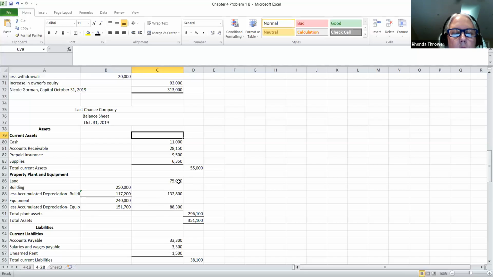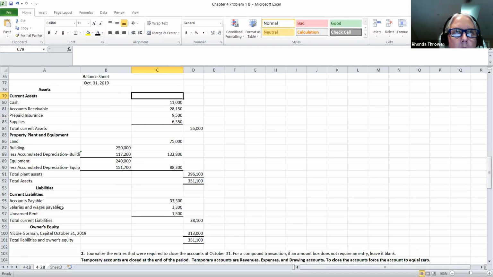You're going to combine your land, your book value of your building, and your book value of your equipment. All of these go together to get your total plant assets. Once you have your total plant assets, add your current assets to that, and that will give you the total assets. Your liabilities on the balance sheet for a classified type of balance sheet are also broken down into current liabilities and long-term liabilities. This company had only current liabilities.